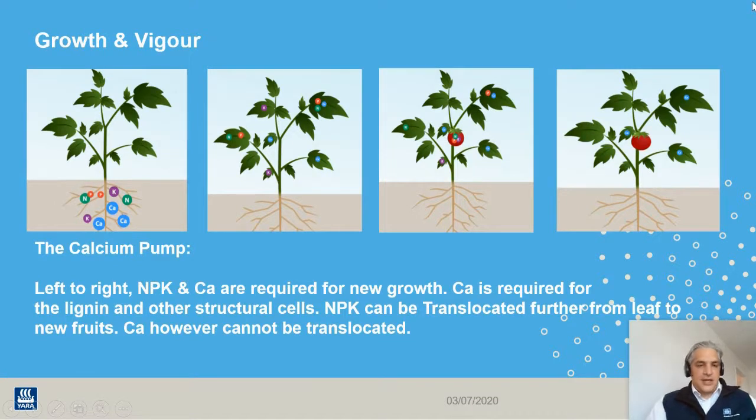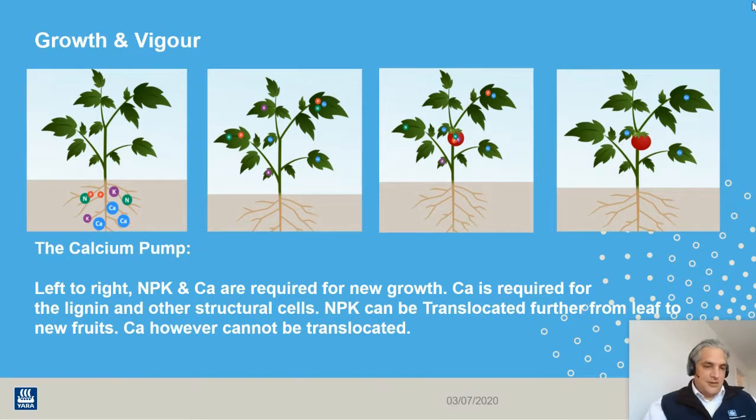Growth and vigor. The calcium pump within plants is a very simple process. As the plants take up their nutrients, N, P, and K, in the spring, in order to develop new leaf and new growth as buds open, calcium is also taken up, as it's a requirement of the lignin and the structural cells needed as they develop and unfurl.